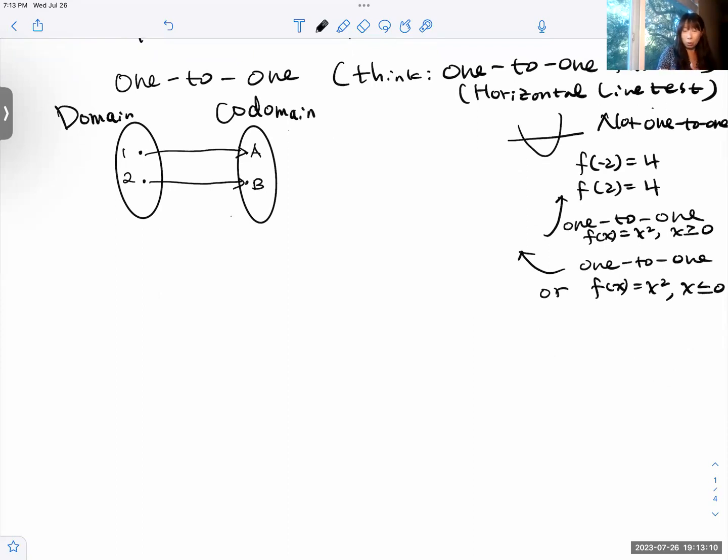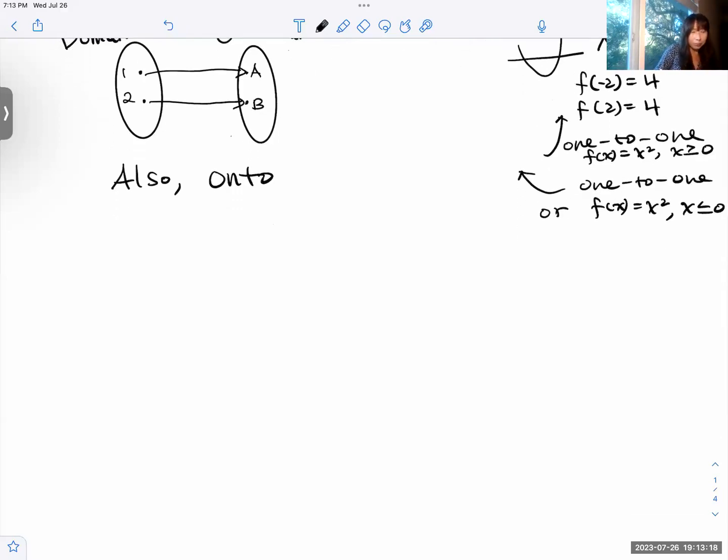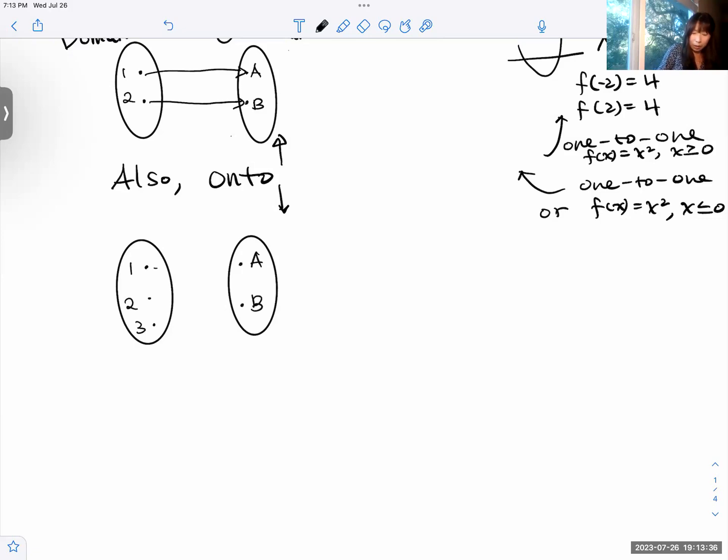Now this is also onto. So look, this is onto, this is onto, this is onto. All right. So we have 1, 2, 3, and we have A, B. So 1 sends to A, 2 sends to A, 3 sends to B. Right? That is also onto.